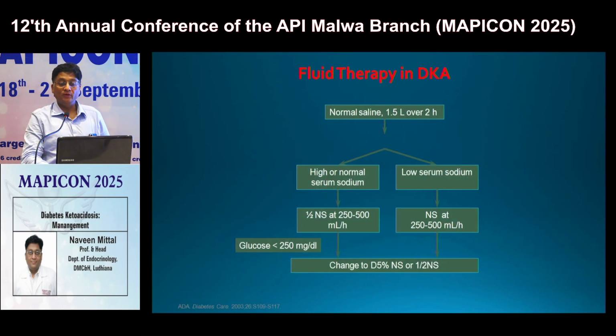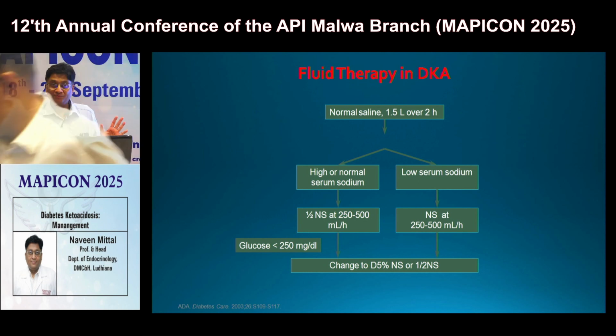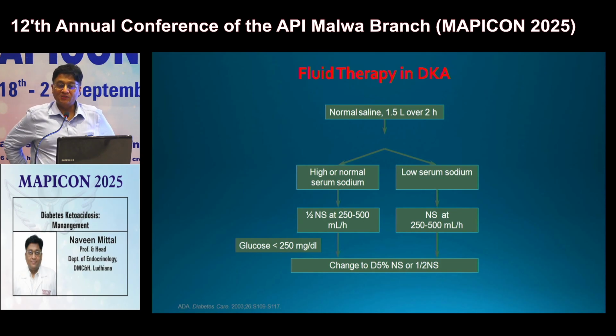So first thing we are going to discuss is fluid for diabetic ketoacidosis. When the patient comes to you, first start with normal saline. 1.5 liters over 2 hours: 500 ml rush, next 500 ml rush, next 500 ml rush. By the time the sodium report is available, depending on the sodium level, if the patient has low sodium, give normal saline. If the sodium is normal or high, give half normal saline at the rate of 250 ml per hour.